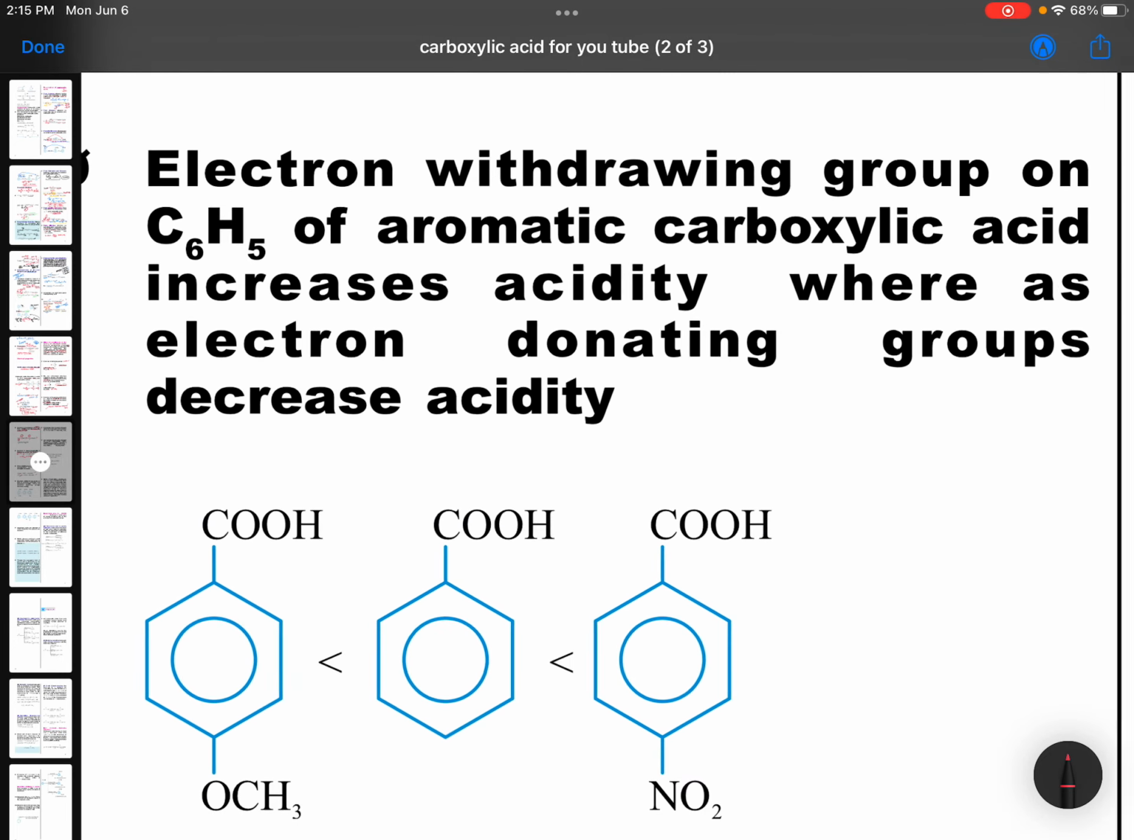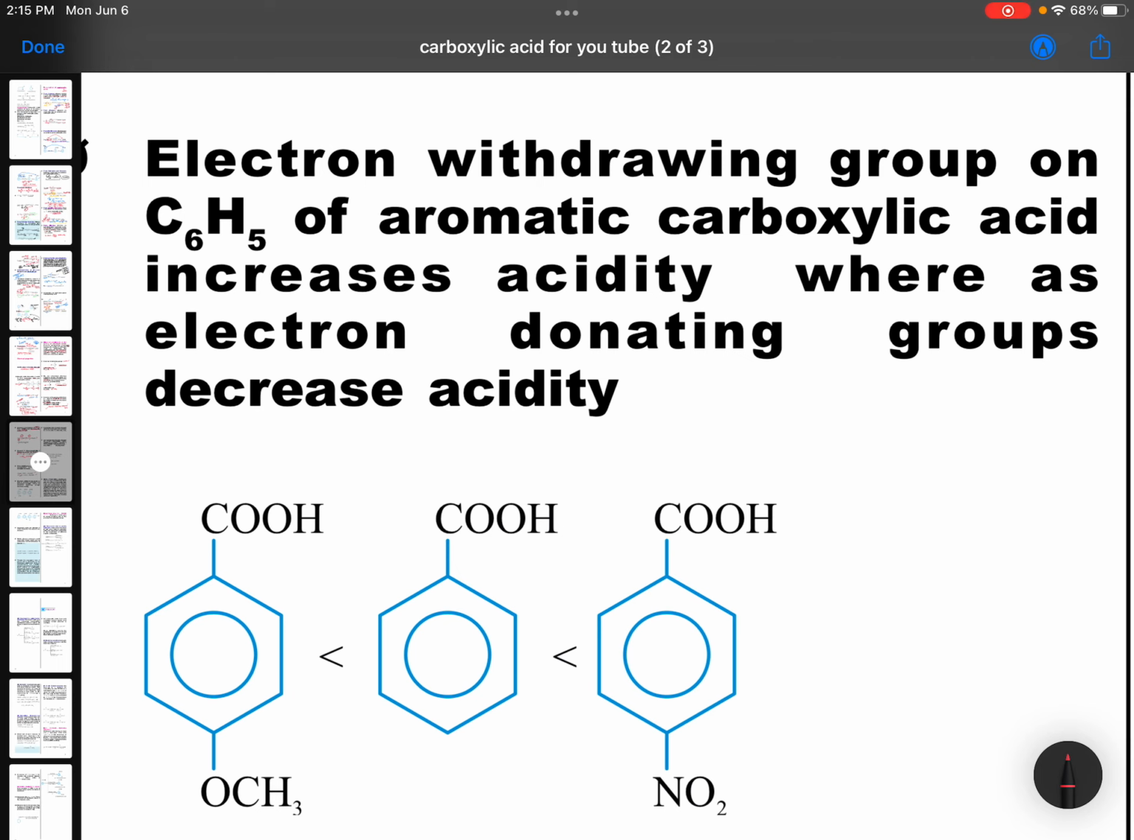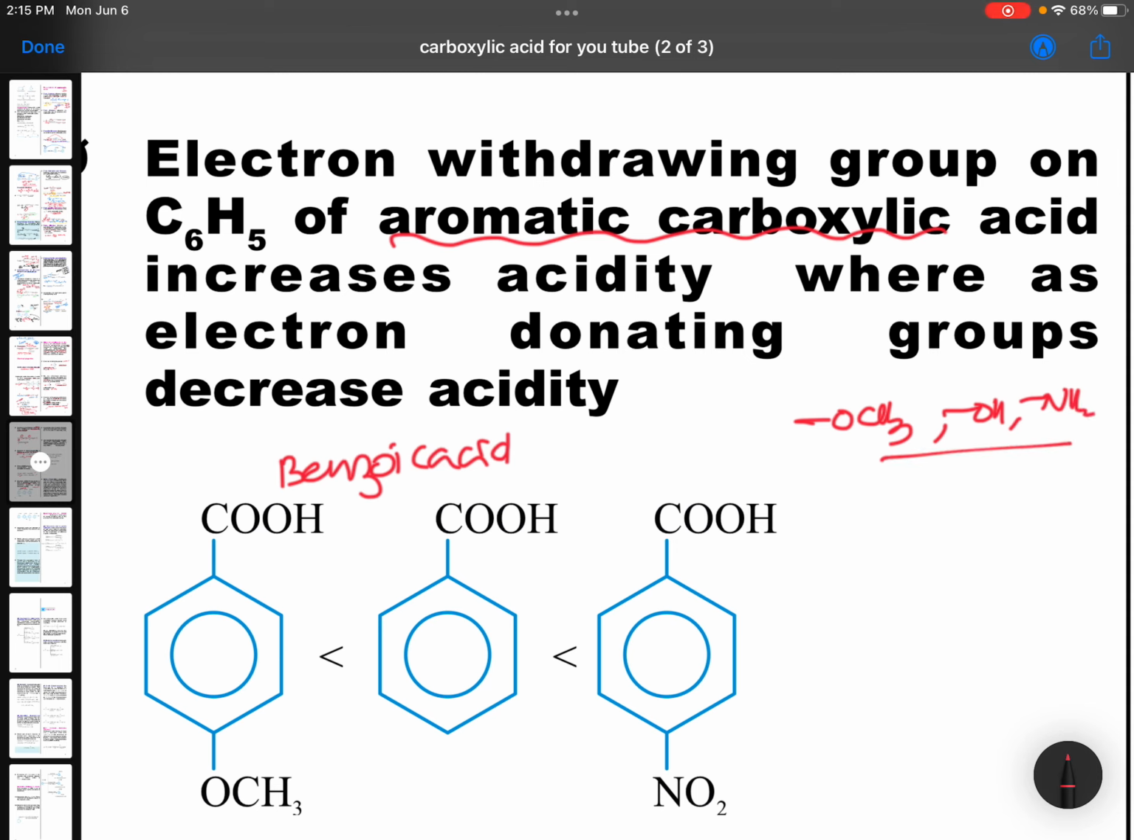Electron withdrawing group on C6H5 of aromatic carboxylic acid. Aromatic carboxylic acid is nothing but, you can simply say, benzoic acid. So this is benzoic acid. In this, if the compound has OCH3 type of groups, or OH or NH2, all these at the para position, these are all electron releasing groups, so they are not required.